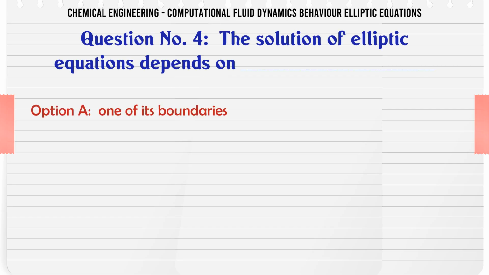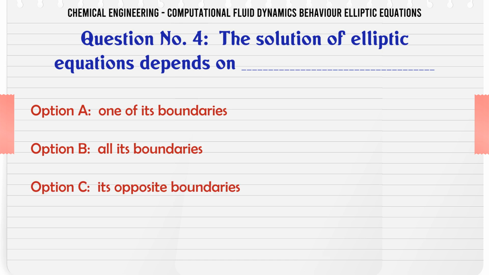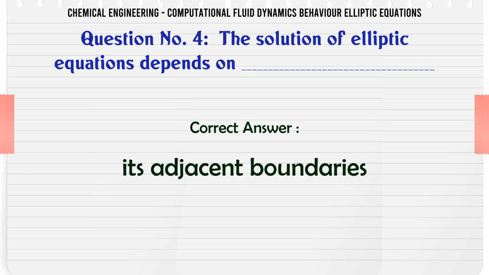The solution of elliptic equations depends on A. One of its boundaries. B. All its boundaries. C. Its opposite boundaries. D. Its adjacent boundaries. The correct answer is its adjacent boundaries.